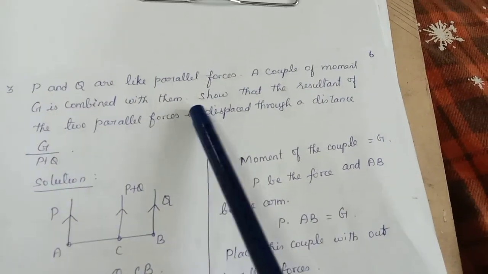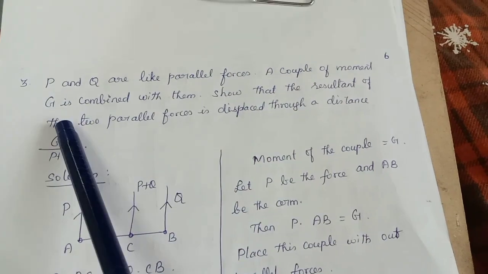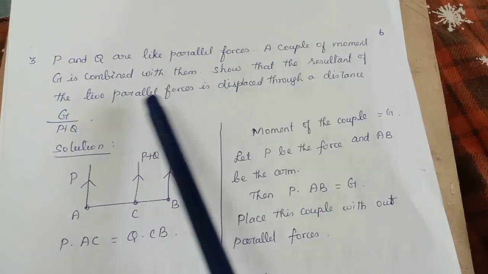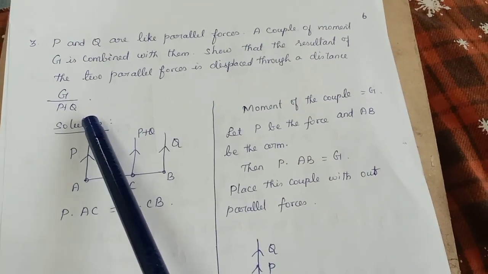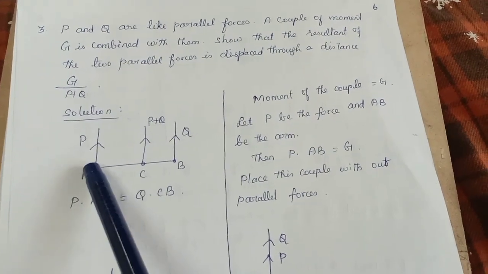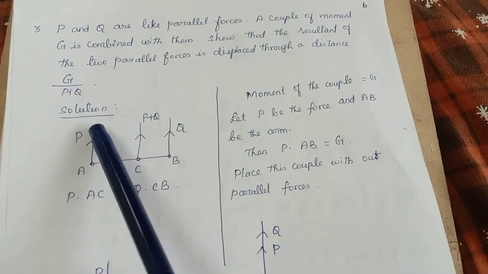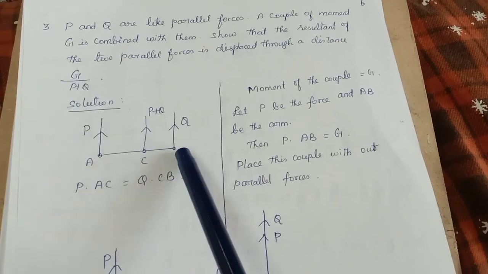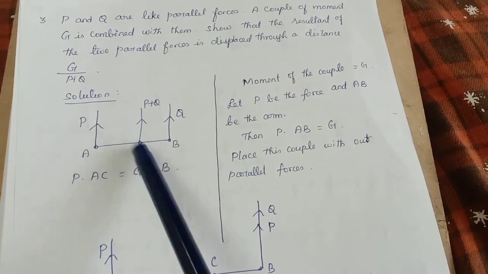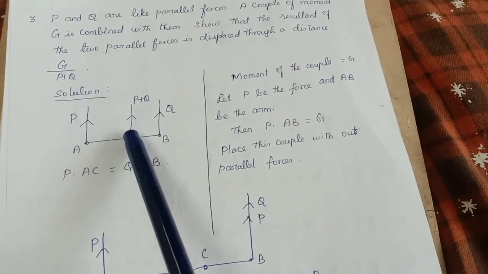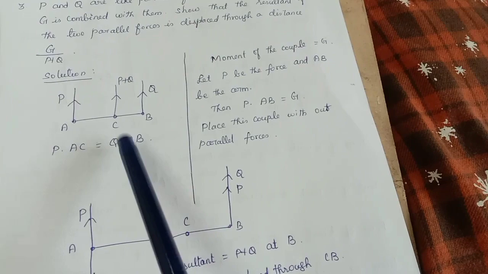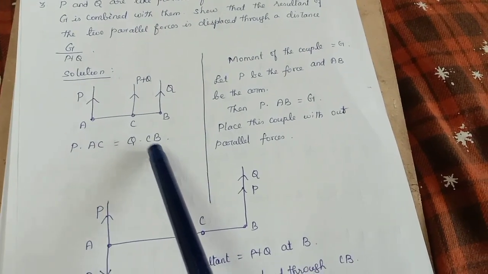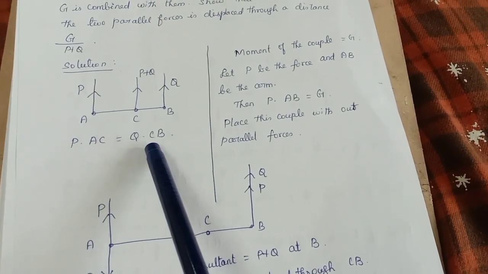Okay, then one more problem we'll see. P and Q are like parallel forces. A couple of moment G is combined with them. Show that the resultant of the two parallel forces is displaced through a distance G by P plus Q. Very simple problem. See, let us take two like parallel forces P and Q acting at A and B. Then their resultant will be acting at C. The resultant is P plus Q, which is acting at C, where P into AC equals Q into CB. For this, you can refer to the video I have posted on parallel forces.